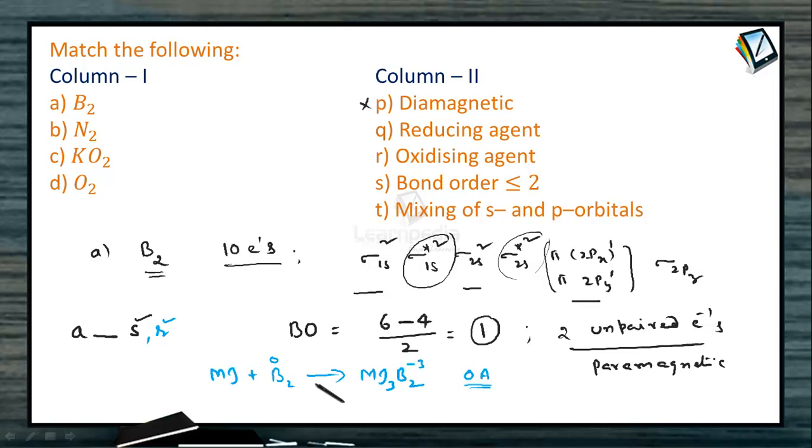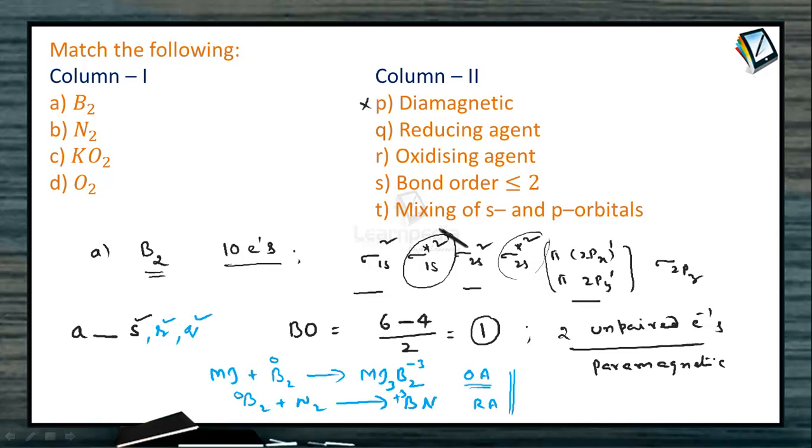Then what about the reducing agent? We have boron B2 combining with nitrogen to form boron nitride. In boron nitride, boron is in the +3 state, whereas here it is 0, so 0 to +3 is an increase in oxidation state. The process is oxidation, boron is said to be oxidized and acts as a reducing agent. So it is also acting as a reducing agent. So Q is also right.